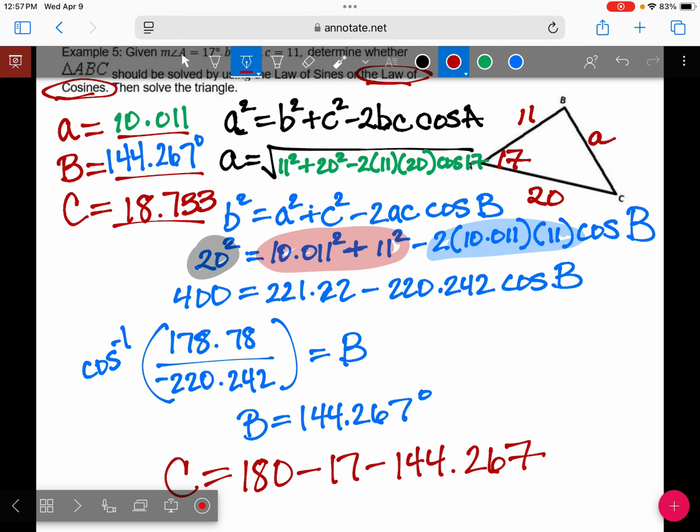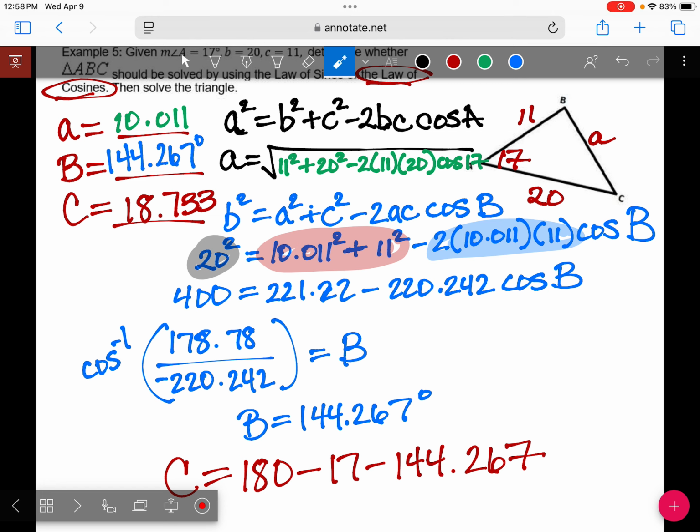So for big B, after I solved it, I had the 400, and then I got this was 221.22, and that's 220.242. I didn't show my work, but the first thing I did was I subtracted this from 400. That's how I got the 178.78. And then make sure when you're dividing that you don't drop that negative. I'm dividing it by negative 220.242. So angle B is the inverse cosine of that fraction. And I got 144.267 degrees. Raise your hand if you agree. You're close. All right, good.